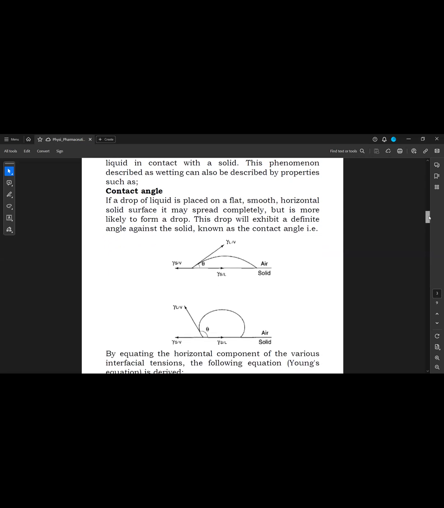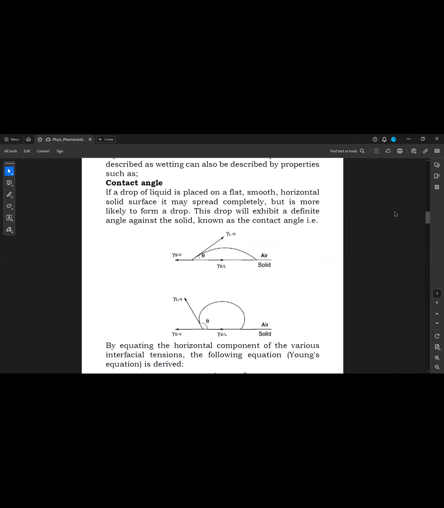So the first property will be contact angle. If a drop of liquid, at least in most of the examples I'm going to use water, is placed on a flat, smooth, horizontal solid surface, it may spread completely, but it's more likely to form a drop. For example, when you're in class and you drink water and a droplet of water falls on your desk, for the most part you'd see the water forming spheres. If it's a small amount of water, if it's a lot of water, it will drip. But usually water leaves behind the spheres. All of this is because there's going to be a definite angle against the solid, and this angle is what is called a contact angle.